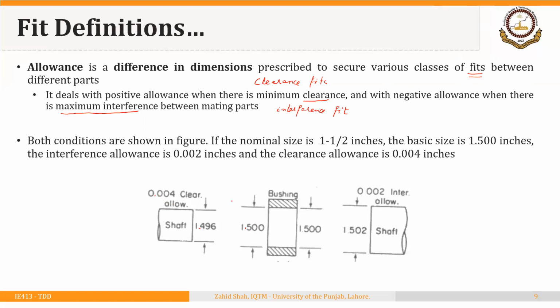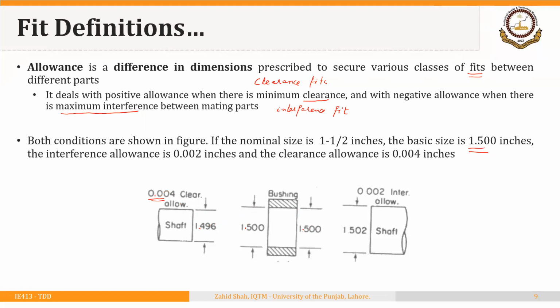And we will focus on the basic hole system in this series of segments. As we have a nominal size of 1.500 and a basic size of 1.500, that is actually the size of the hole. And then we apply tolerances to the shaft in such a way that we achieve the clearance fit. So the shaft is smaller than the hole, and there is a gap of 0.004, so that gap is called clearance allowance. So this shaft can move inside this bush.